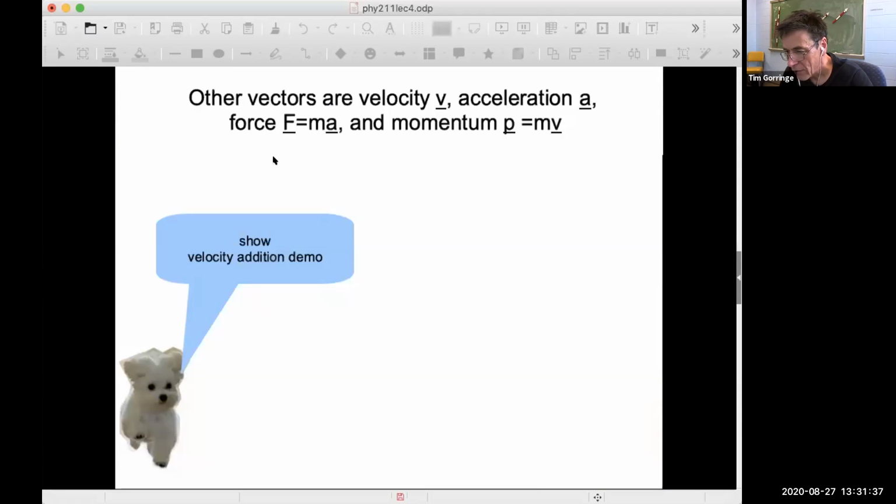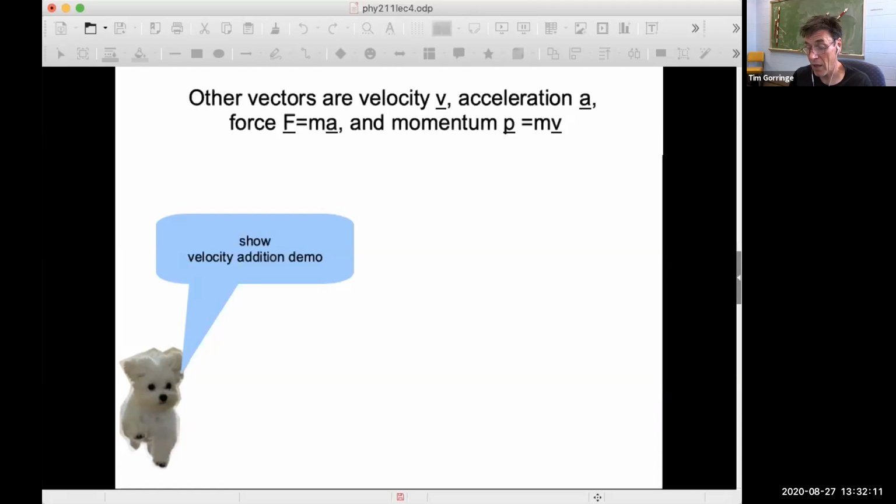Okay, final little topic that I want to mention is that we've talked here about displacement vectors, but there are other types of vectors, as you know. Displacement vectors is probably the most common or the most everyday one to think about. Displacement vectors take you from one location to another location.